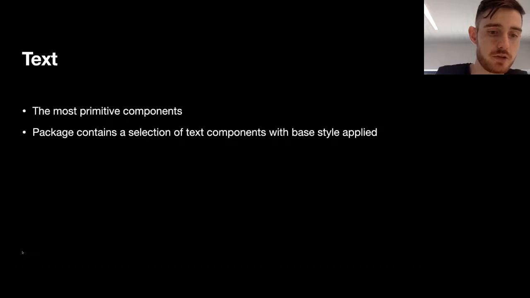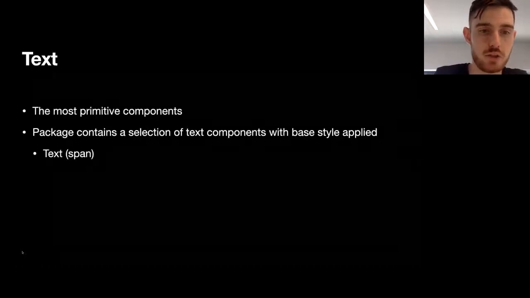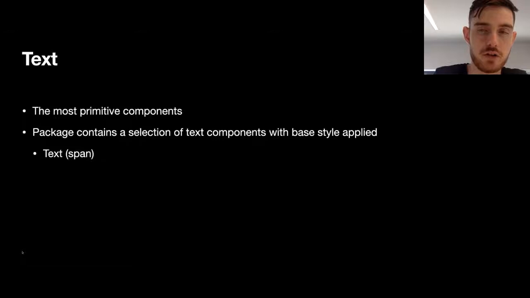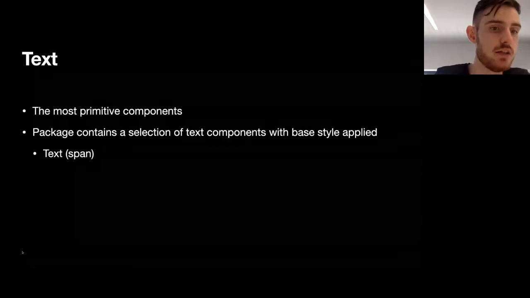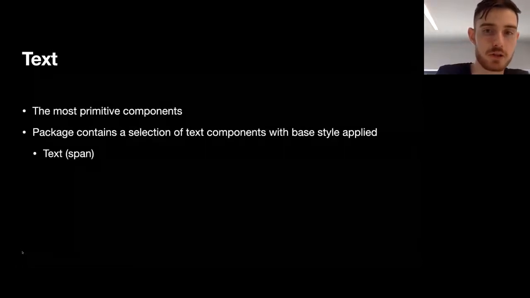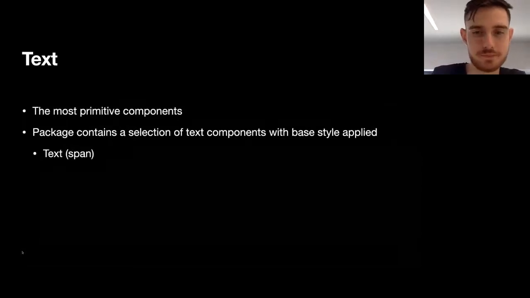As some examples, we have a component just called text, which renders a span with some basic styling. It sets the color and the font and the size, the default size. We don't really expect anyone to use this externally, but it's very useful for building other components. So, for example, when we build our buttons, we can compose this text into them.